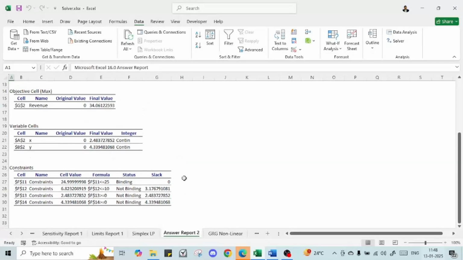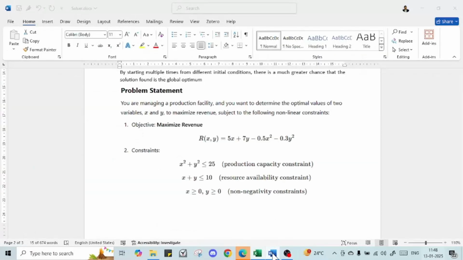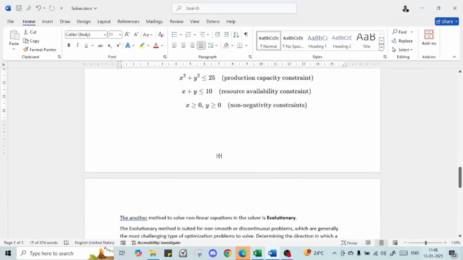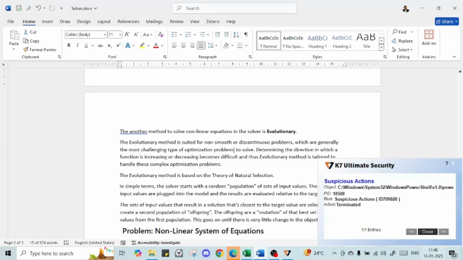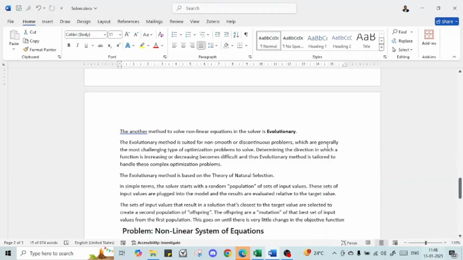So we discussed 2 algorithms over here, but there is one other method. The other method to solve nonlinear equations in the solver is evolutionary. The evolutionary method is suited for non-smooth or discontinuous problems. Derivatives can only work for continuous equations, but this evolutionary method is suited for non-smooth or discontinuous problems, which are generally the most challenging type of optimization problems to solve.